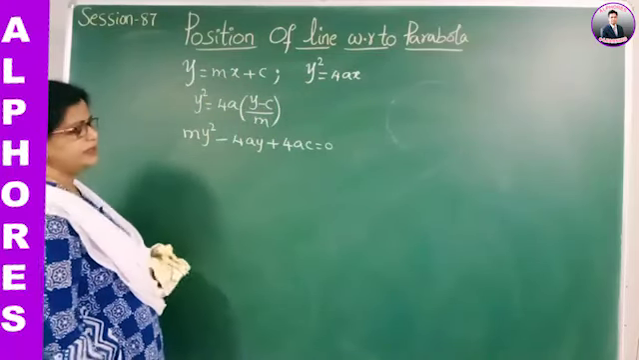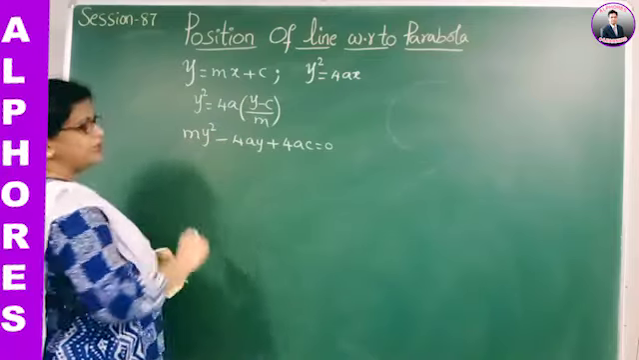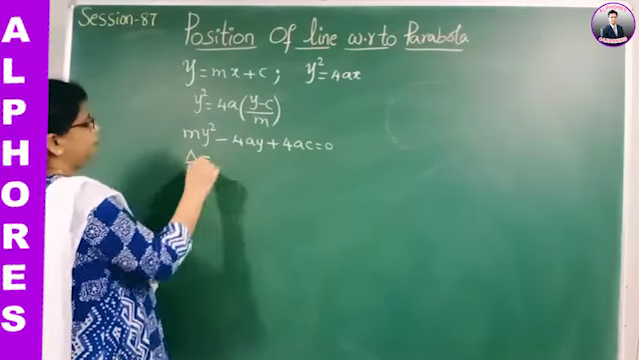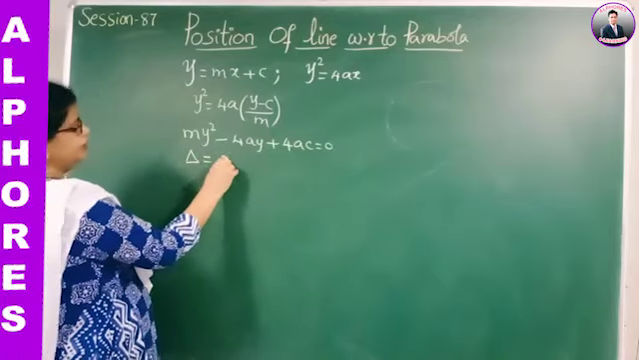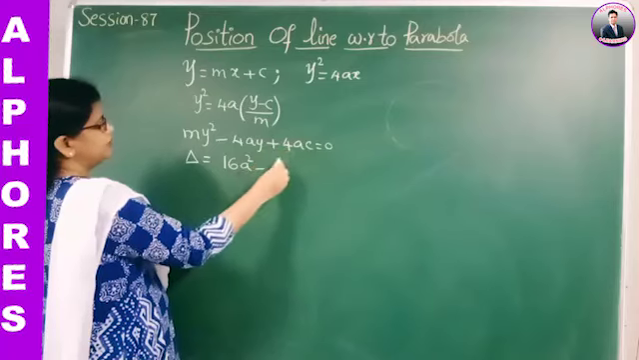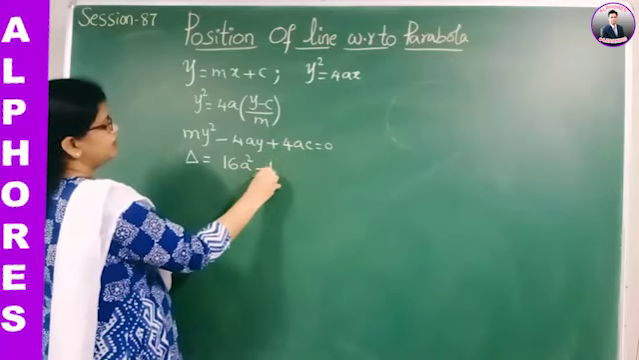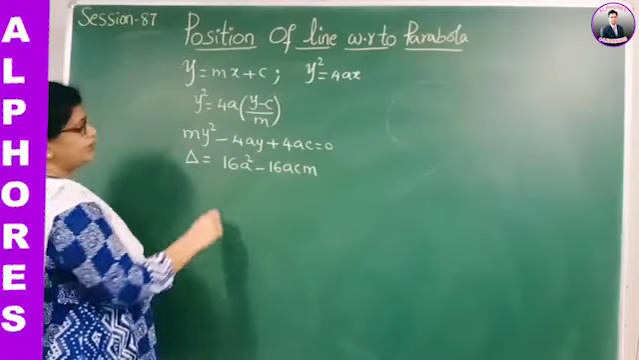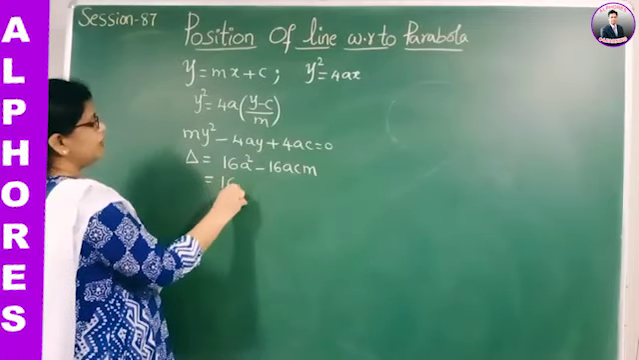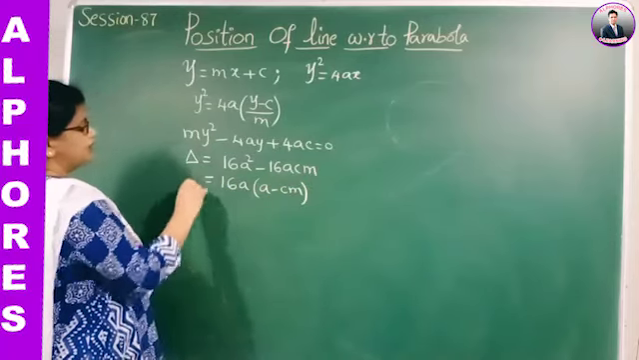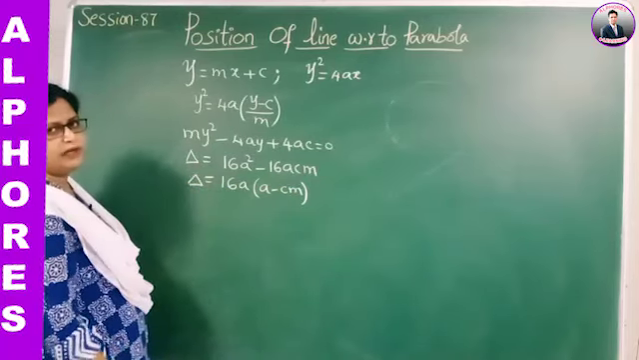Anyways, you can use either. Now let us take the discriminant. What is the discriminant value? B square minus 4ac. So here it is 16a square minus 4 into 4acm, so 16acm. Let me take 16a common, then it is a minus cm. Okay students, so now this is our discriminant value.